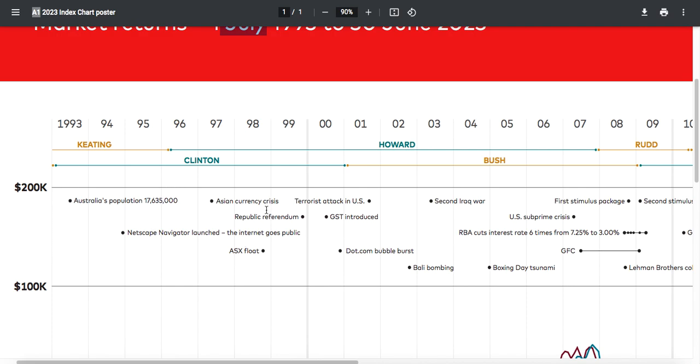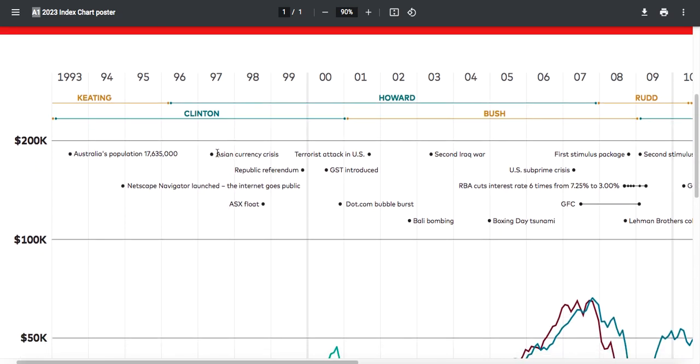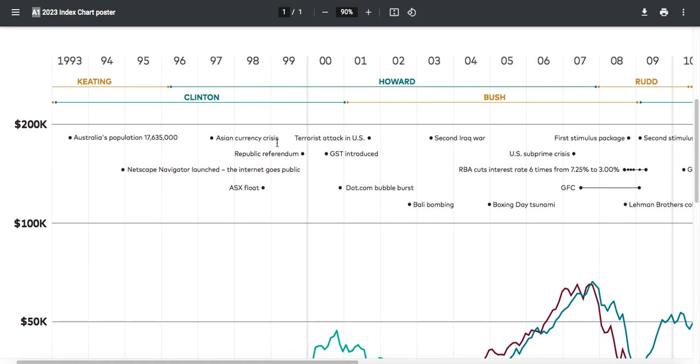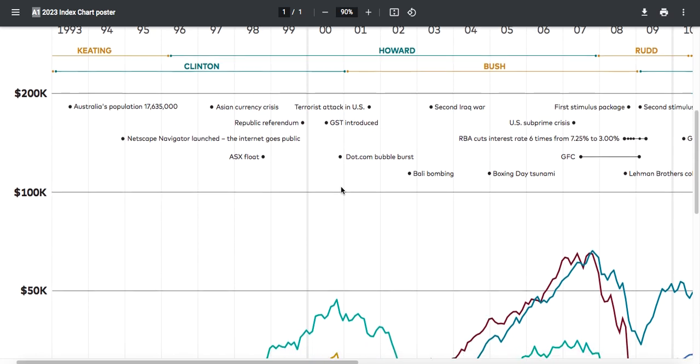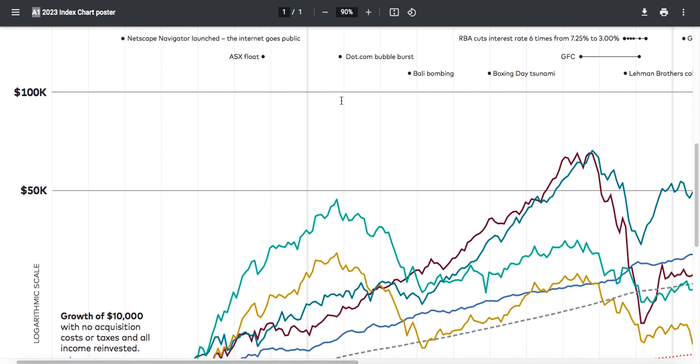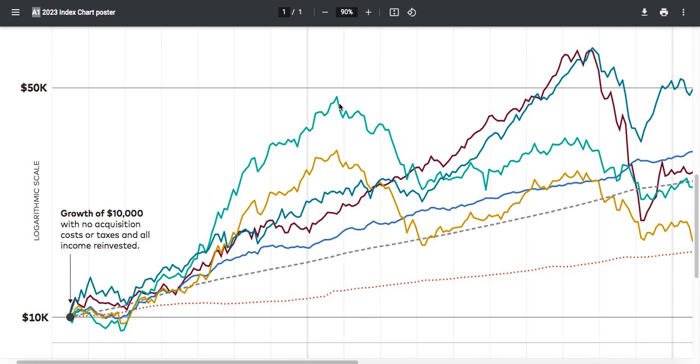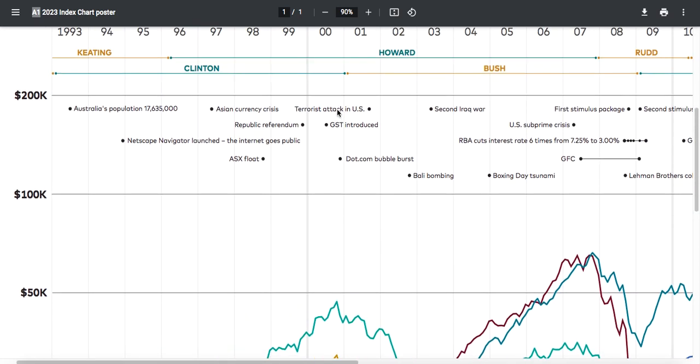Just below this, what we're actually seeing is different economic events. As I mentioned at the start of this video, there are a lot of different economic, financial, political, and also a couple of environmental events that have happened. And they've actually listed these with a little dot point, as you can see here. And if you follow the dot point down, let's use the .com bubble as an example, it will show you what happened to those markets after these critical financial events.